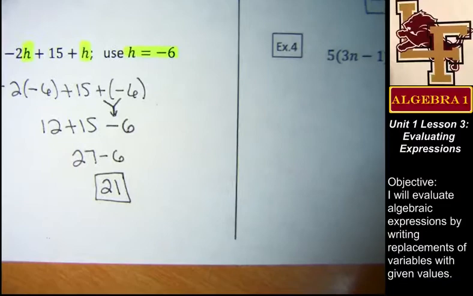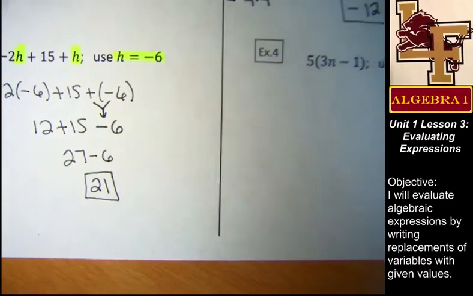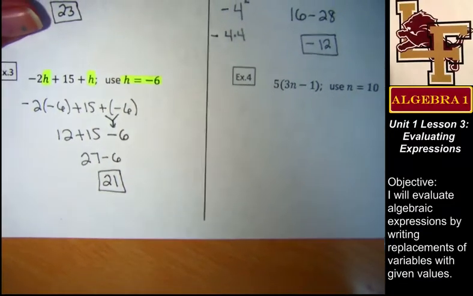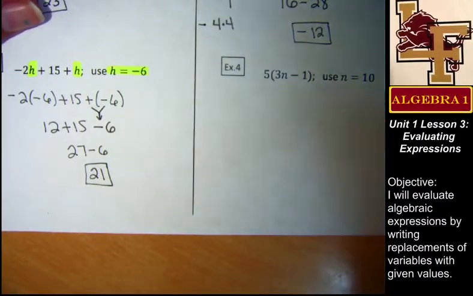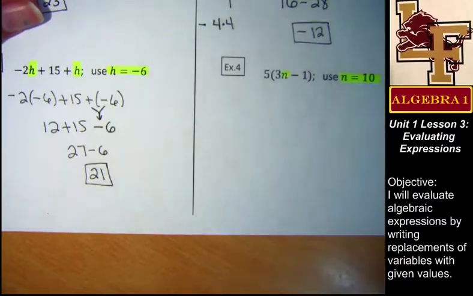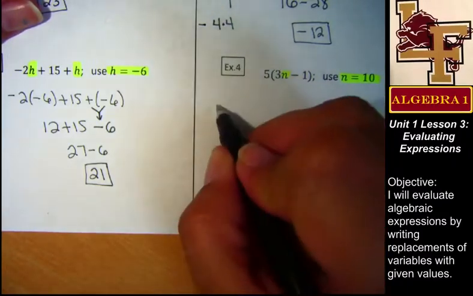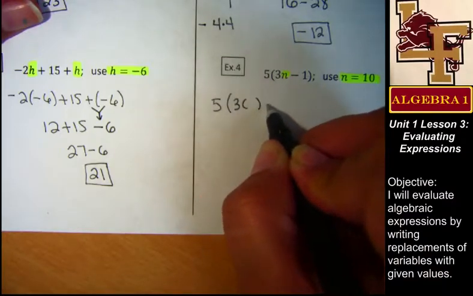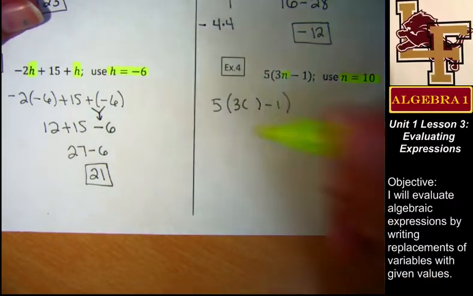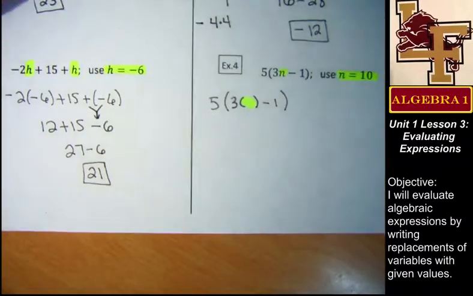Scooting over to example 4. I'm just going to zoom out a little bit so that I can leave example 3 there for you. All right, here's my variable. I only have one variable. There's my value. Now notice on this, I have parentheses inside parentheses.